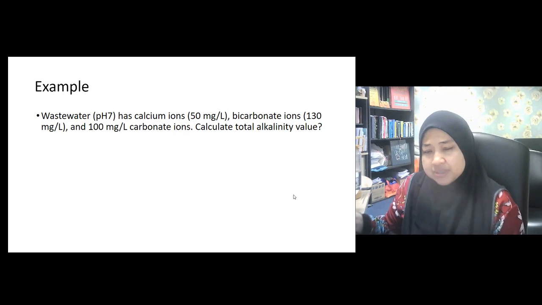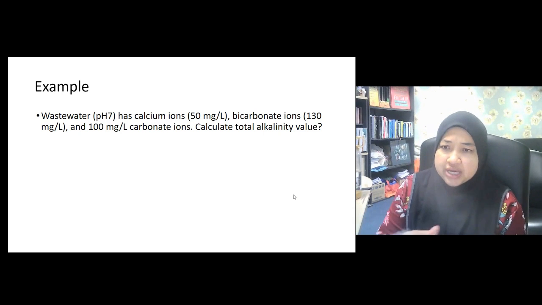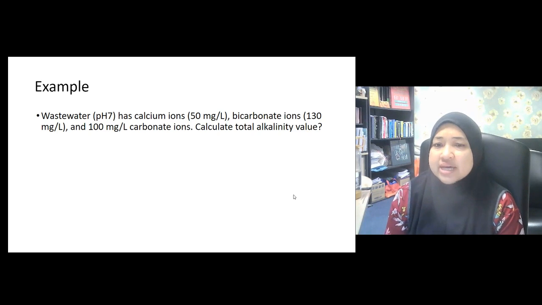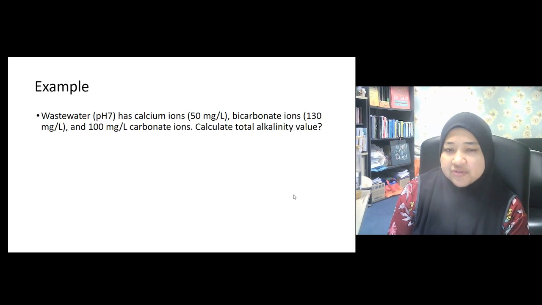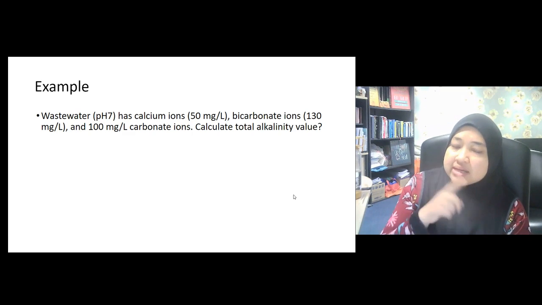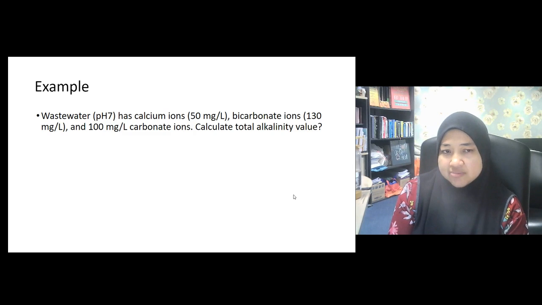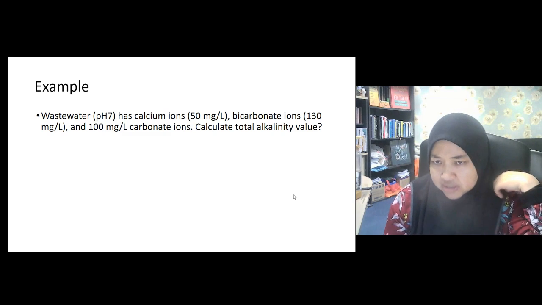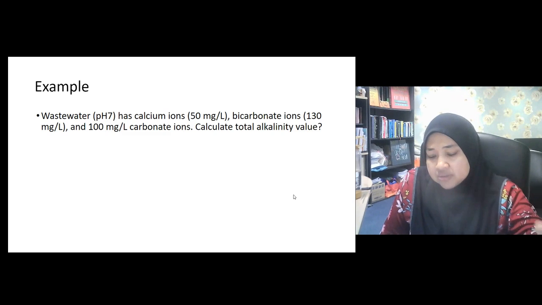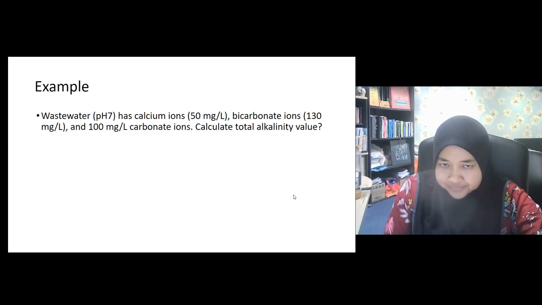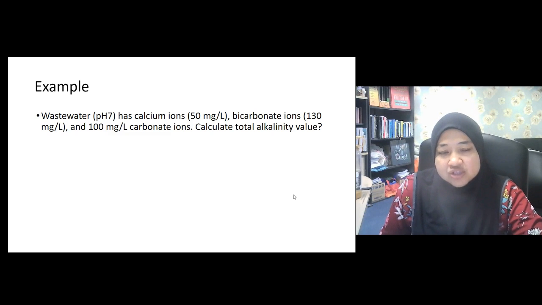Alright, this is an example question that you can do. The wastewater with pH 7 has calcium ions of about 50 milligram per liter. That wastewater also contains bicarbonate ions, HCO3, at 130 milligram per liter, and carbonate ions, CO3, at 100 milligram per liter. Then the question asks you to calculate the total alkalinity value. How are you going to do this?